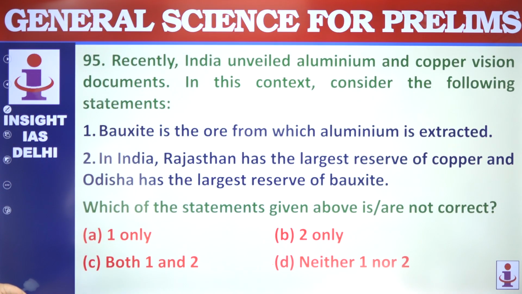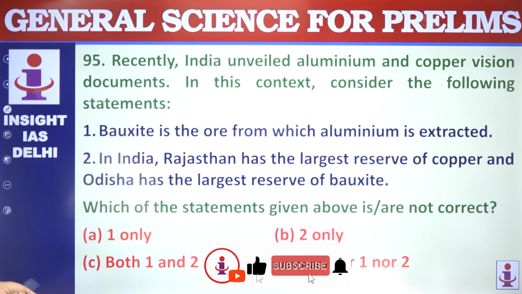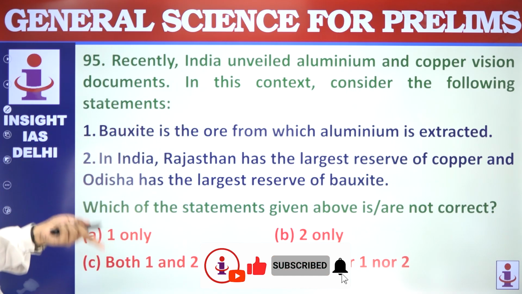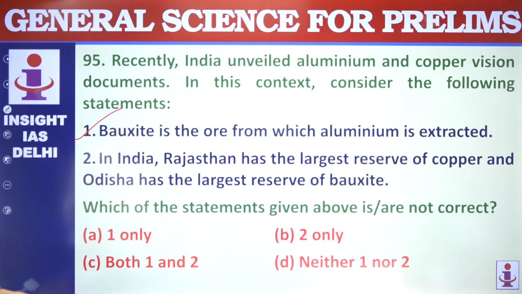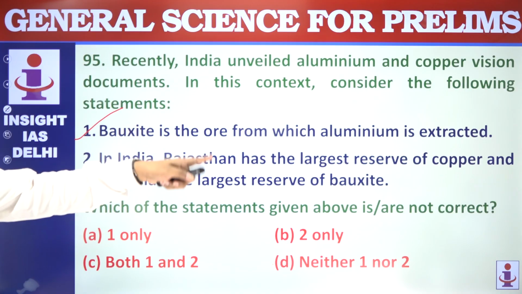Recently, India unveiled an aluminium and copper vision document. In this context, consider the following statement. Bauxite is the ore from which aluminium is extracted. Already one question was there with this statement. In India, Rajasthan has the largest resource of copper.